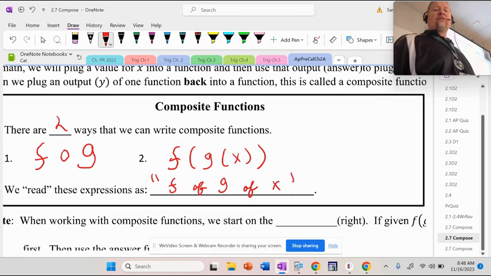I haven't written in cursive in a long time. Right? Felt good. F of g of x. I want to write in cursive, so the f is different from my word "of." And that's how I read it.